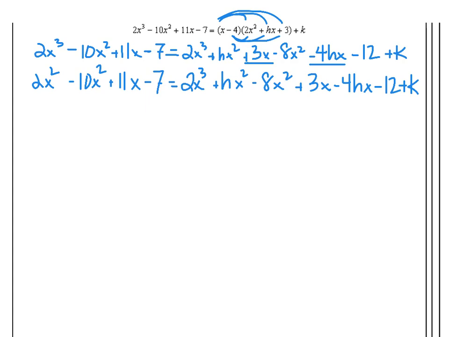So I know that these two here, hx squared minus 8x squared, I want that to equal negative 10x squared. Then I think to myself, well, what number can I put in for h that when I subtract 8 from it, I'll get negative 10? And hopefully you'll see what? What will you see? Well, the one thing you're going to see is that I forgot one tiny little thing.